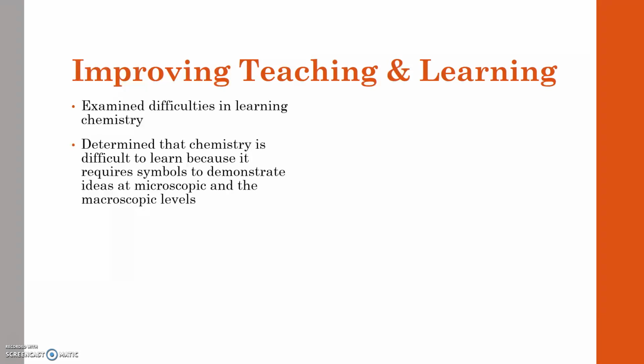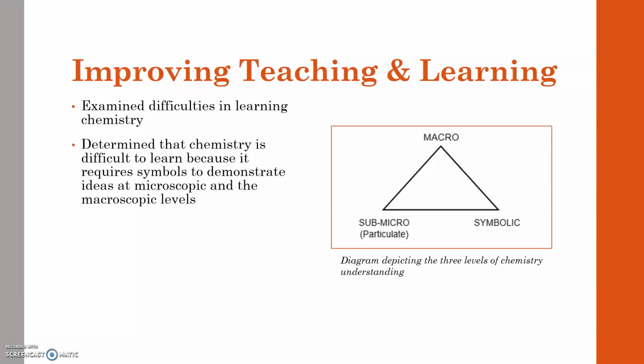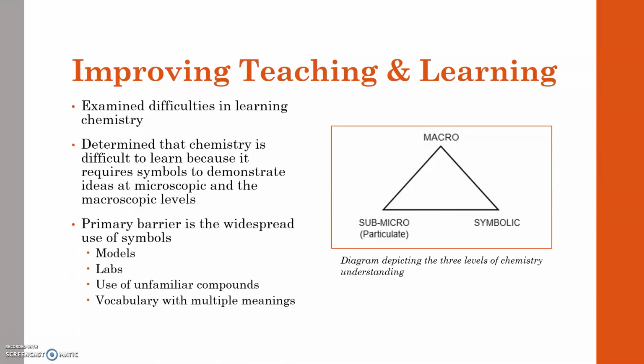Specifically, it was determined that chemistry is difficult to learn because it requires symbols to demonstrate ideas at the microscopic and the macroscopic levels. This is an image that was provided in the article itself that shows the relationship between macroscopic, microscopic, and the symbols that we use in writing or communication for the ideas in chemistry. It's important that students understand that all three of these relate in order to truly learn chemistry. However, this article pointed out that this is very difficult due to the widespread use of symbols.